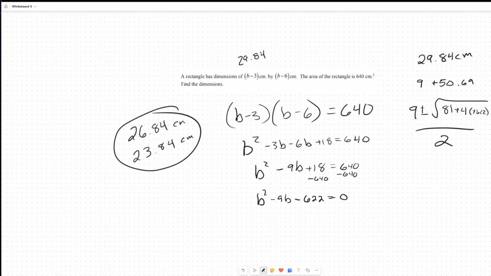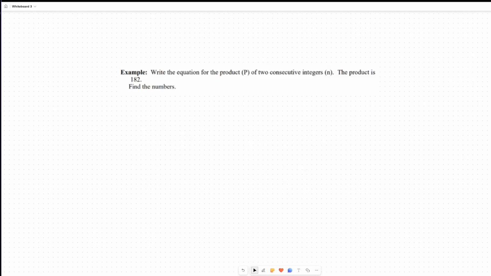So don't forget that last step of plugging it into both of these to actually find the actual dimensions. Now let's look at the last type of problem. This last type of problem is probably the closest related to just logical problem solving.